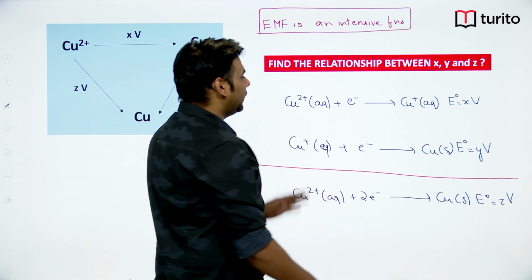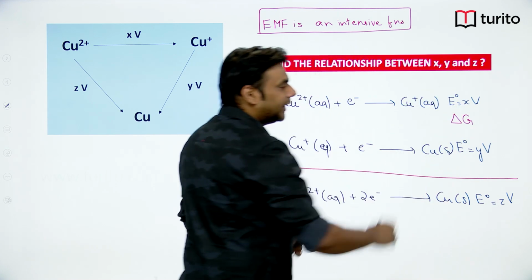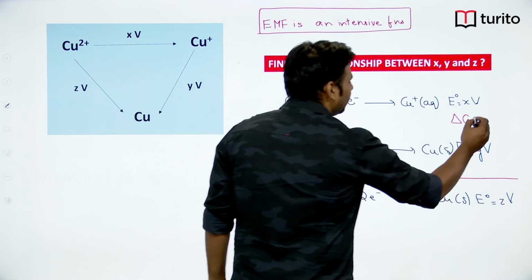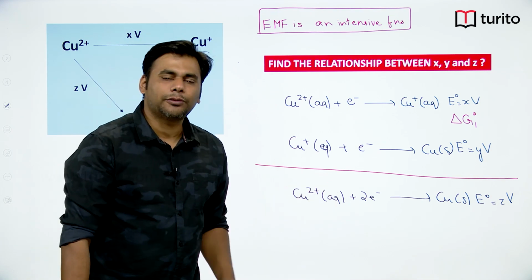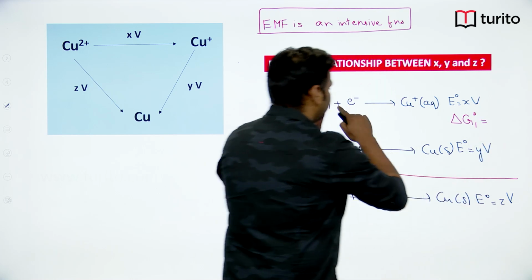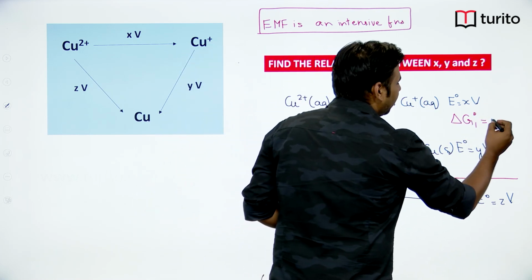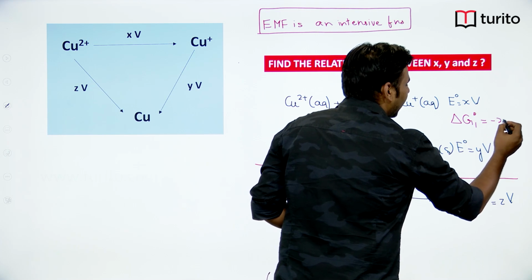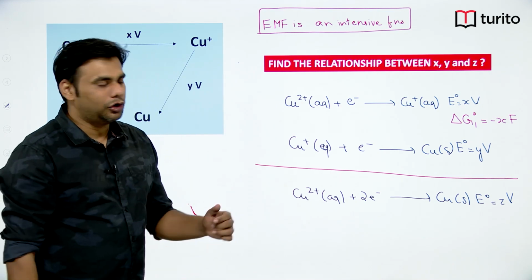Okay, so let the Gibbs free energy of this be delta G1. We know that delta G naught is minus n into E naught into F. Here n is 1, since 1 electron is taken up by the copper 2 plus, and the EMF we know is x, so it is minus x into F. Faraday is the charge on 1 mole of electrons.